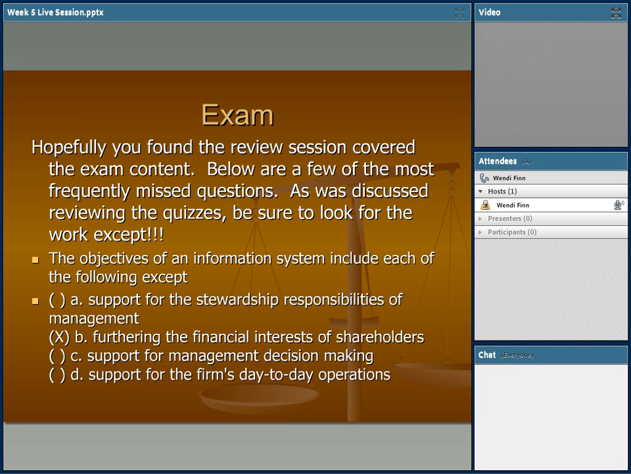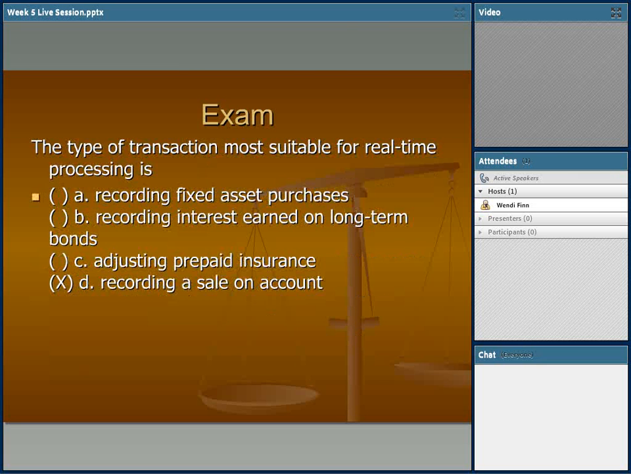First one: the objectives of an information system include each of the following except furthering the financial interest of shareholders. Except. Those of you that missed this, I'm assuming you missed the word except. The type of transaction most suitable for real-time processing is recording a sale on an account. So you always want to record those sales real-time. Sales often relieve inventory, which you also want to keep up to date and current real-time as well.